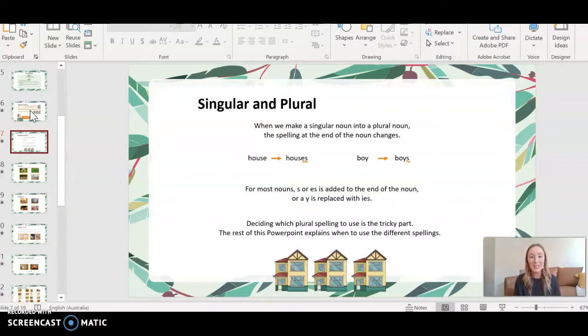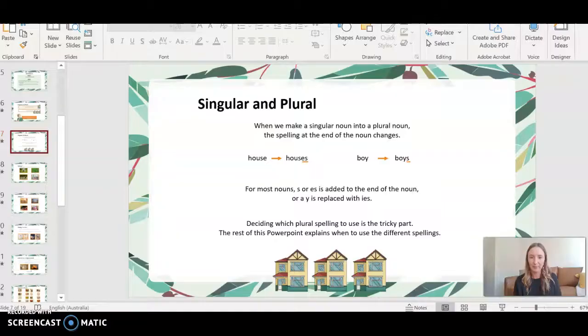For most words, we just add an S or an ES to the end of the noun. Sometimes a Y is replaced with IES. For example, baby. Bella is my baby dog. Baby, if I had two Bellas, it'd be babies. But I drop the Y and I add IES. So that's an important rule to remember.